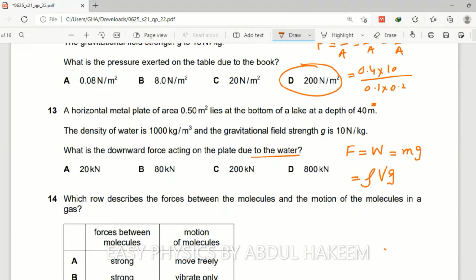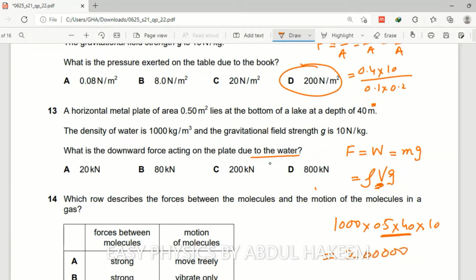So density is equal to 1000. The volume is the base area into height. The base area is 0.5 and the depth is 40. And the g value is 10. When you multiply it, you will get the answer 2 into 10 power 5, meaning 200,000. So it is C.